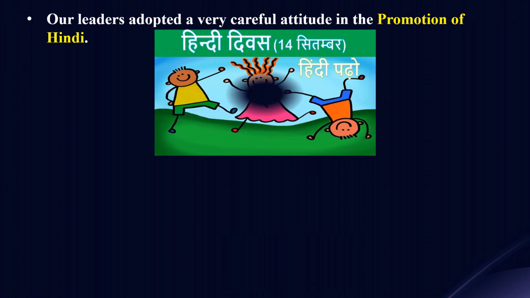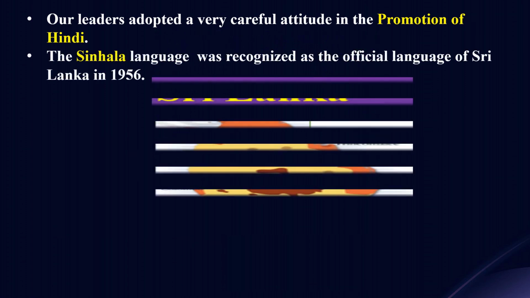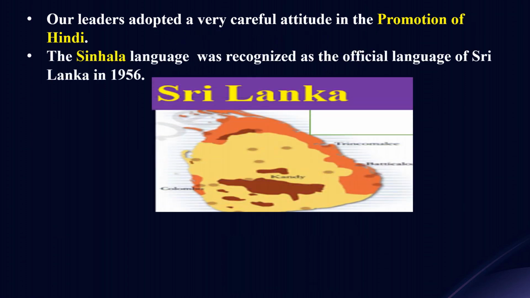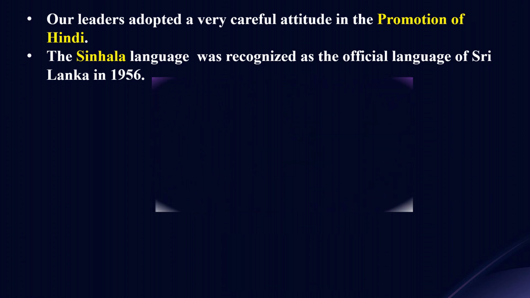As we know that in Sri Lanka, the Sri Lankan government in 1956 passed an act that declared Sinhala as the only official language. The other languages were not given any importance in Sri Lanka. And that was one of the reasons for the civil war in Sri Lanka. But unlike the Sri Lankan government, our leaders never imposed Hindi on non-Hindi speaking states.